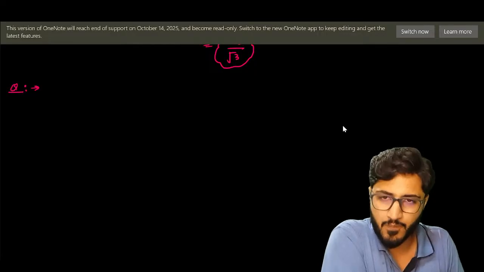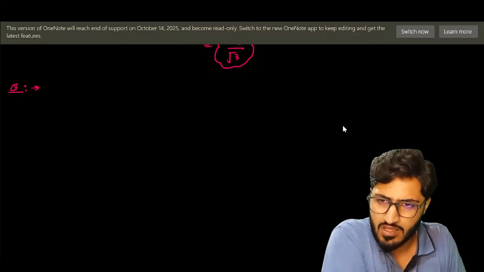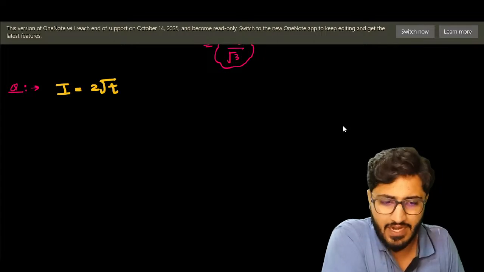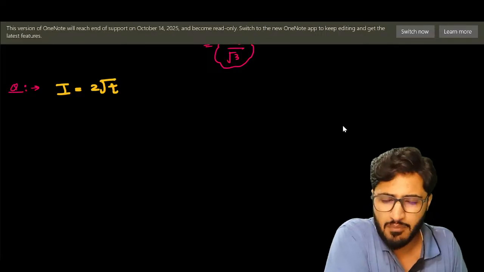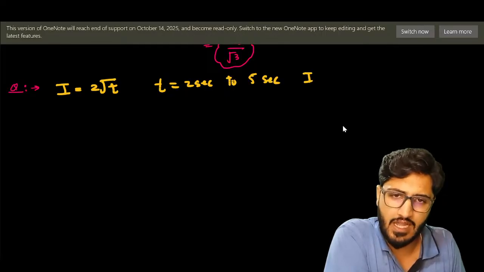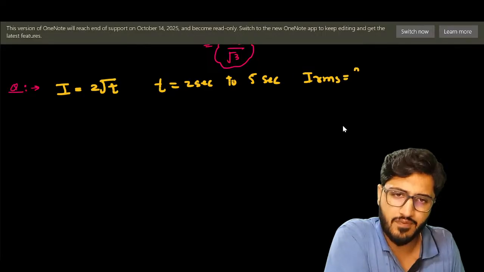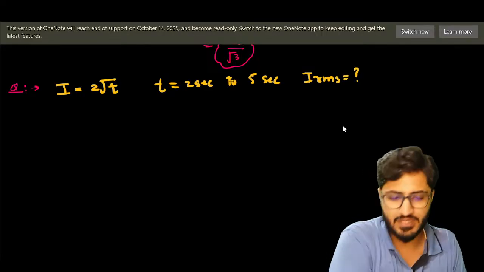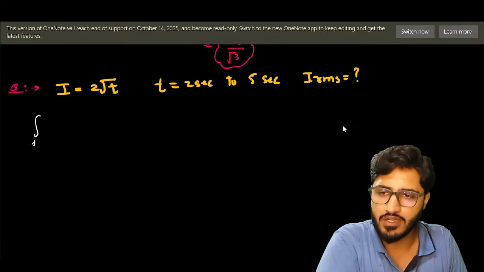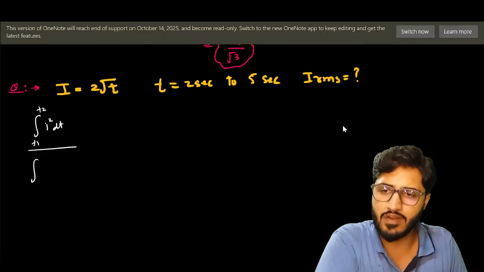So we have a current I equals 2 root t. My current equation is like this. My time interval is from 2 seconds to 5 seconds. Find IRMS. How to find IRMS? So simple. The formula is the integral from T1 to T2 of I square dt, whole divided by the integral from T1 to T2 of dt.